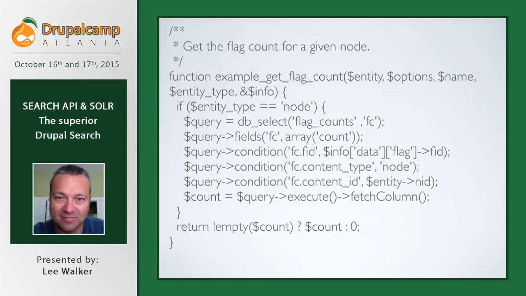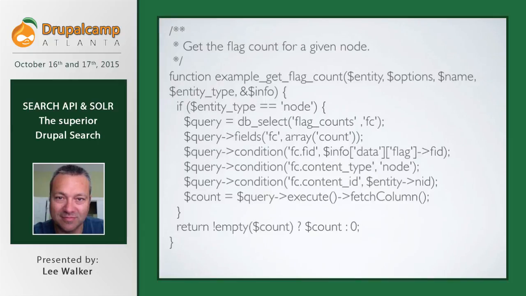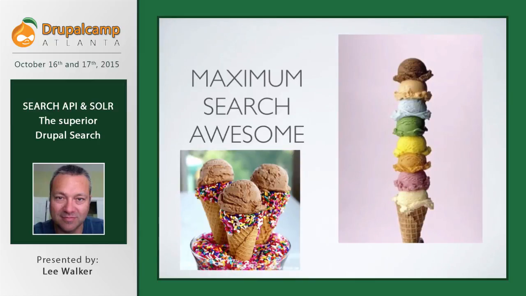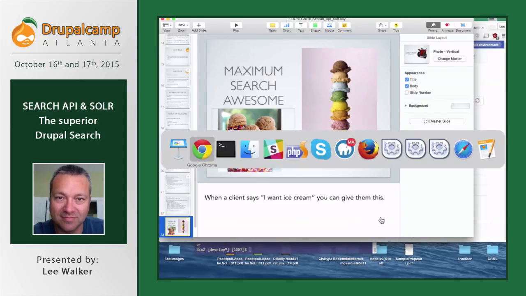So I should use a string here. Counting flags is a stupid example. But what I could do here is say, concatenate all these separate fields together into a single field, and then I'll concatenate them here and return it, and that's it. And you end up with, now when they ask you for ice cream, you give them that. Before we do the thank you thing, I'll actually show you an actual site.